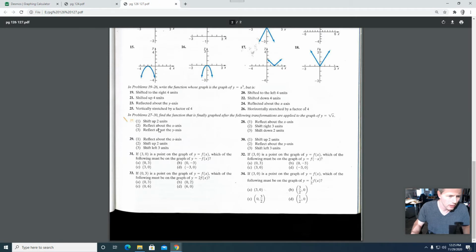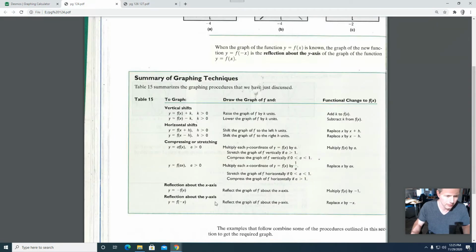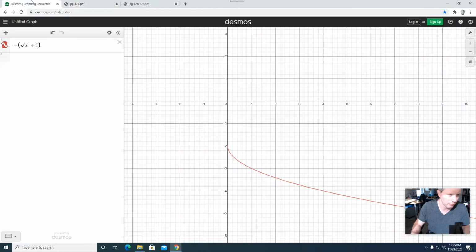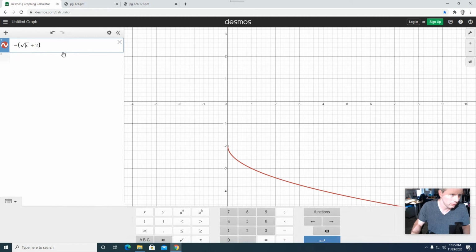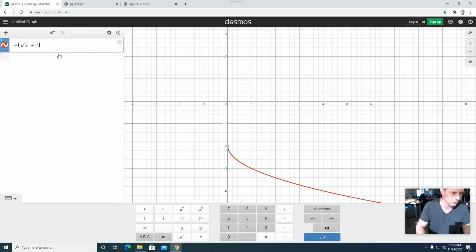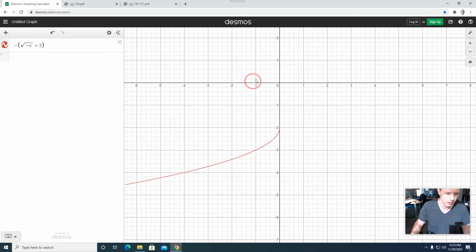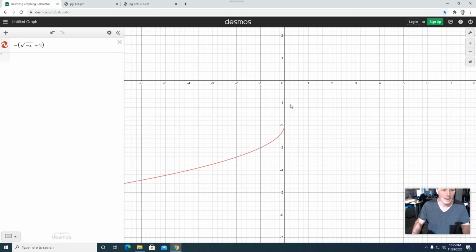Now I want to reflect it across the y-axis. Remember that to reflect across the y-axis, I replace x by negative x. That reflects across the y-axis. So I'm going to replace x with minus x in this function. That means I'm just going to put a minus in front, and there it is. That flips my function across the y-axis, and that's those three transformations complete.